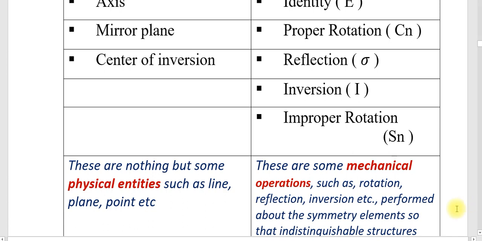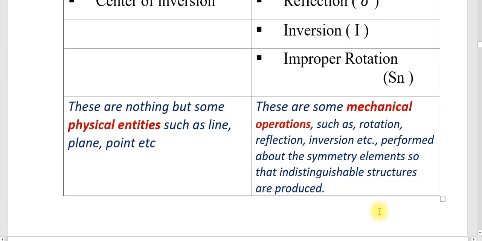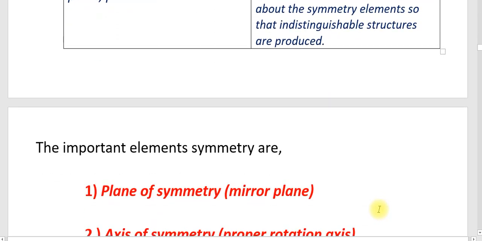Why are all these given? Because if you conduct a rotation or reflection or inversion on any orientation, we get another orientation which is exactly the same as the first one, or indistinguishable from it. All these operations are performed about the symmetry element so that indistinguishable structures are produced. So these are the symmetry elements and the symmetry operations.